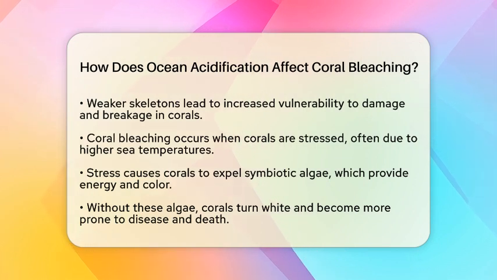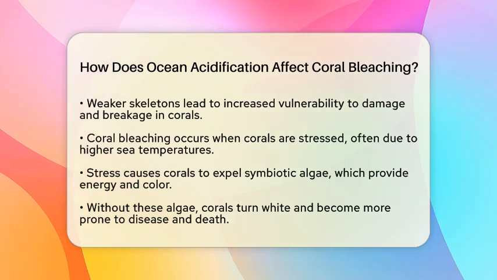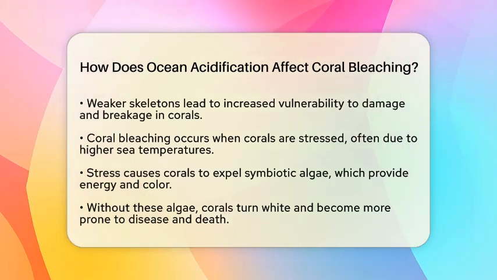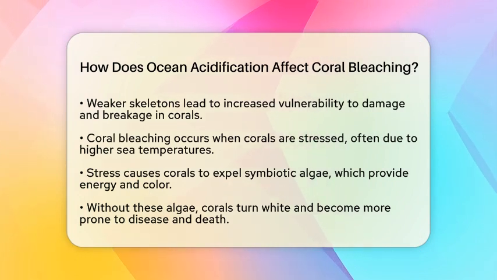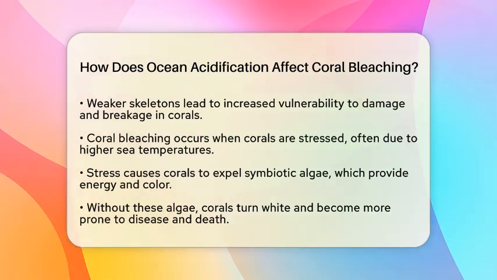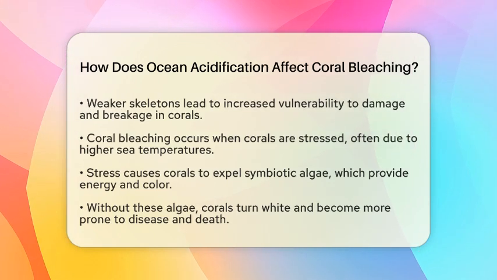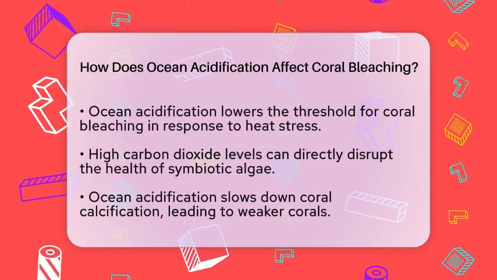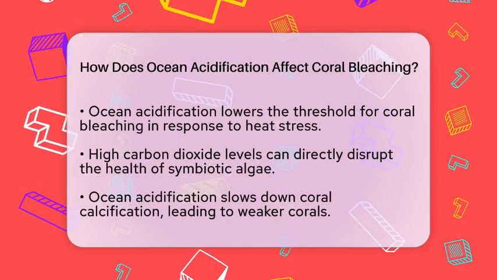So, how does ocean acidification play a role in coral bleaching? First, acidification lowers the threshold at which corals bleach in response to heat stress. This means that corals are more likely to bleach when exposed to warmer waters combined with higher acidity. Additionally, high levels of carbon dioxide can directly cause bleaching by disrupting the protective mechanisms of the corals' symbiotic algae. This disruption reduces the health and productivity of these algae.